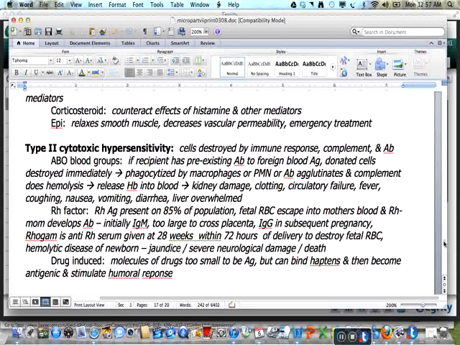This leads to kidney damage, clotting, circulatory failure, fever, coughing, nausea, vomiting, diarrhea, and the liver is overwhelmed.